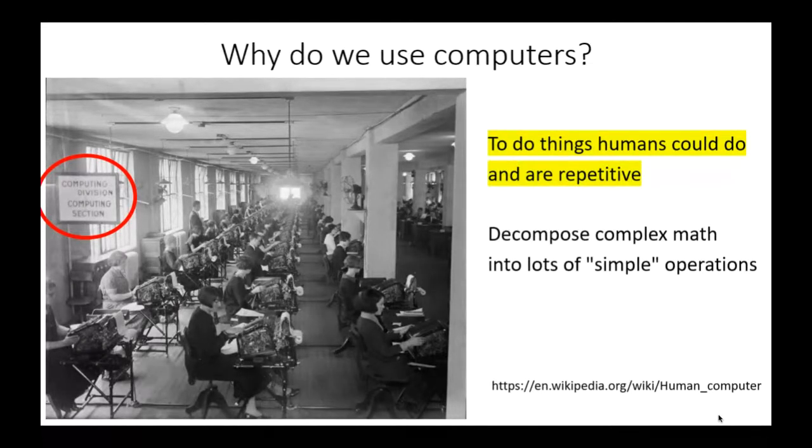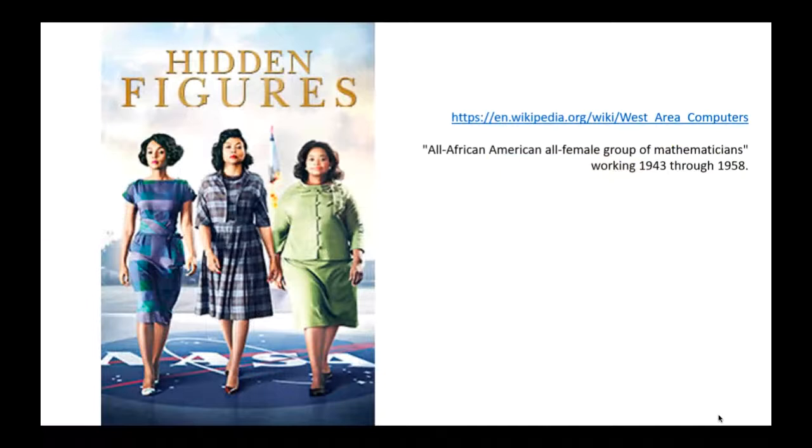If you can see the sign, it says computing division. NASA would have rooms full of these people, because they needed a bunch of computation to be done to figure out where the rockets are going. That's kind of important. There's this really good movie. If this is mind blowing for you, you should definitely see it. I recommend watching that if you haven't.